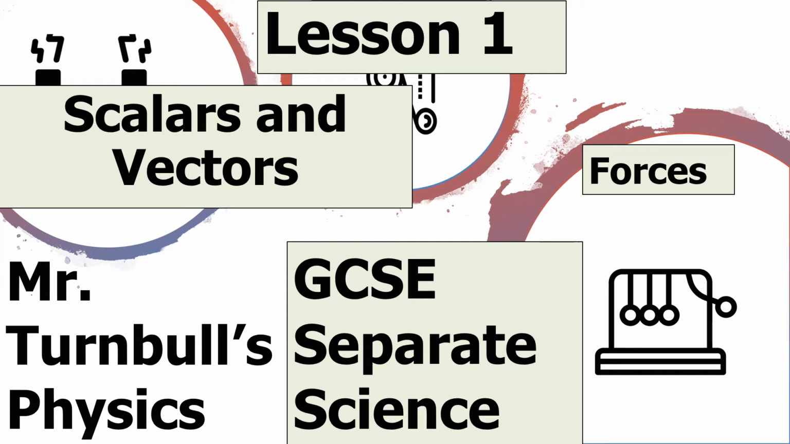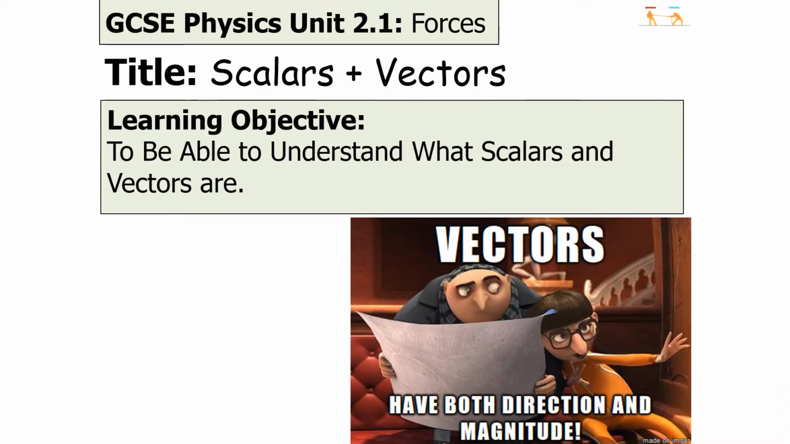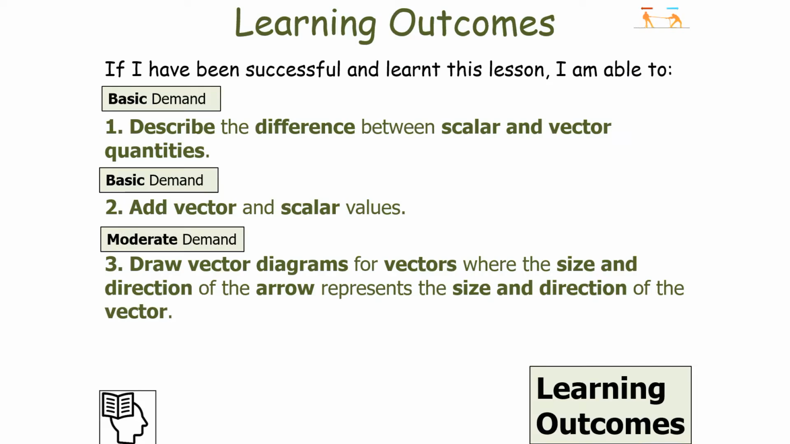Hello and welcome to today's lesson on scalars and vectors, which is part of the forces topic in GCSE Separate Science Physics. So in today's lesson we're going to look at understanding what scalars and vectors are. If we've been successful and learned in today's lesson, we should be able to describe the differences between scalar and vector quantities, add vector and scalar quantities, and finally draw vector diagrams for vectors where the size and the direction of the arrow represents the size and the direction of the vector.